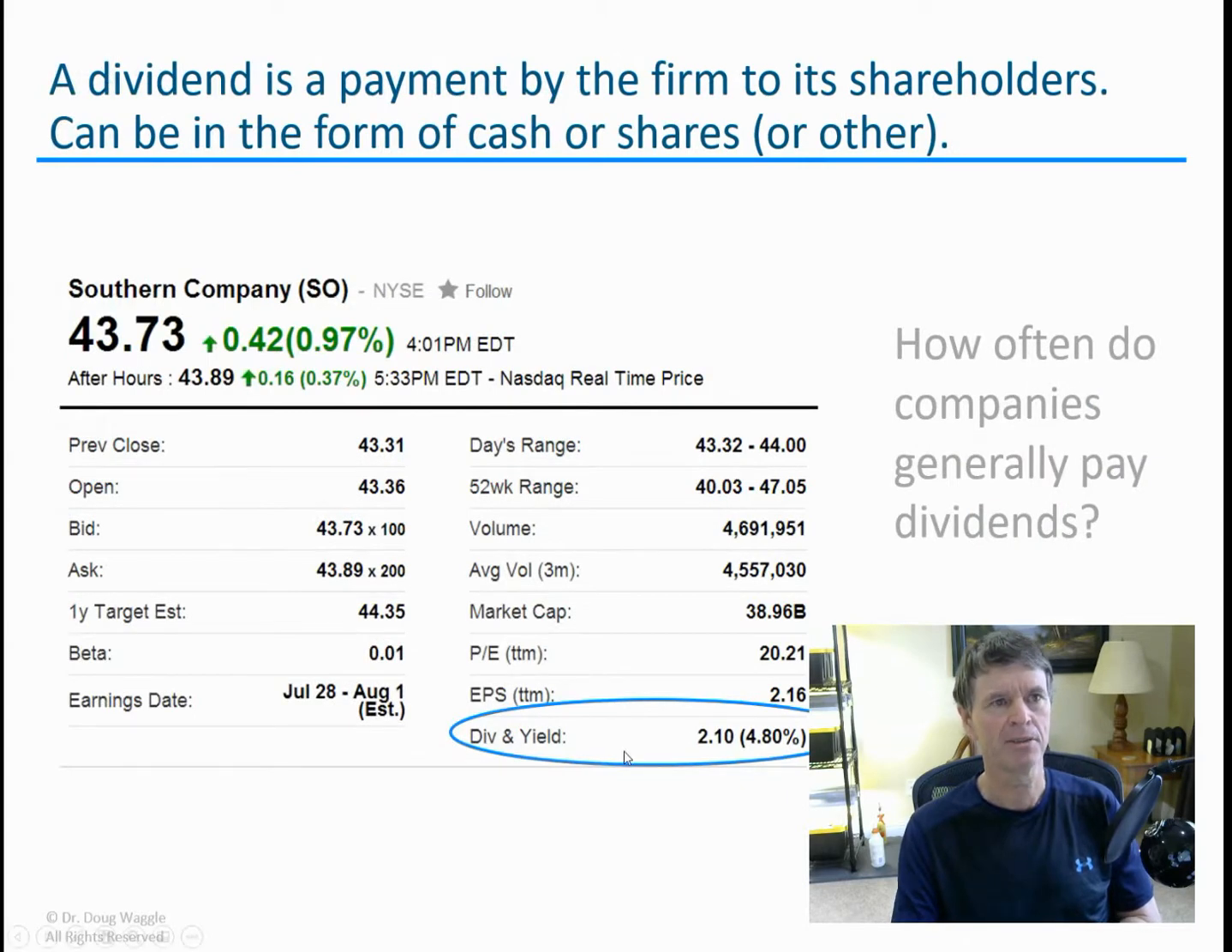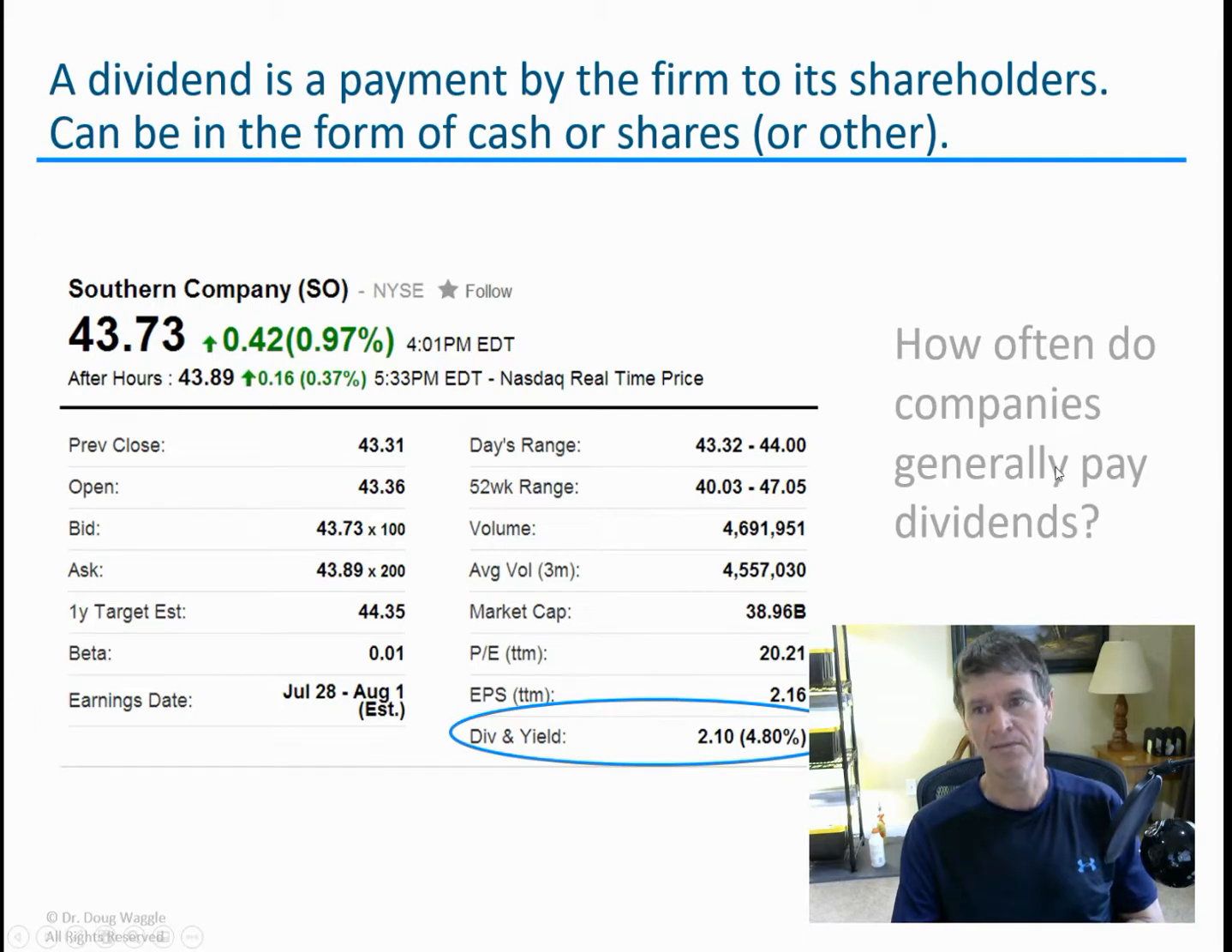And dividend yield, you see that right here. This is part of a basic quote. You'll see that this company, a Southern company, is paying a $2.10 per share dividend, and that's 4.8% of the current price, roughly.